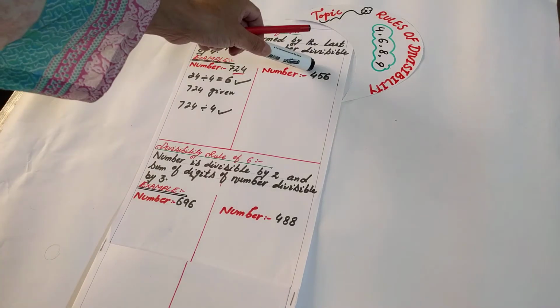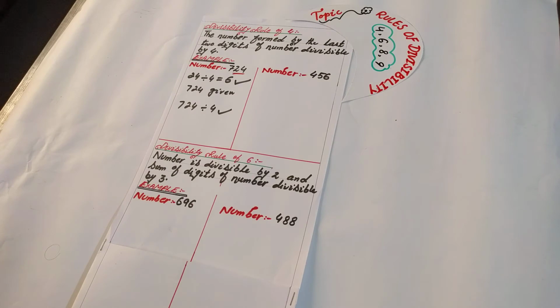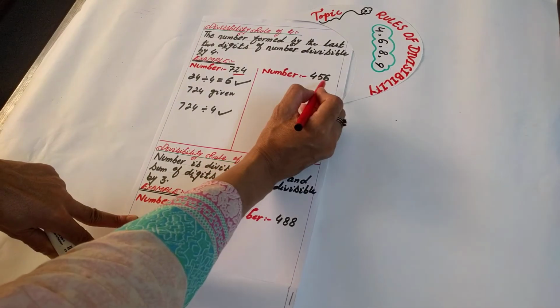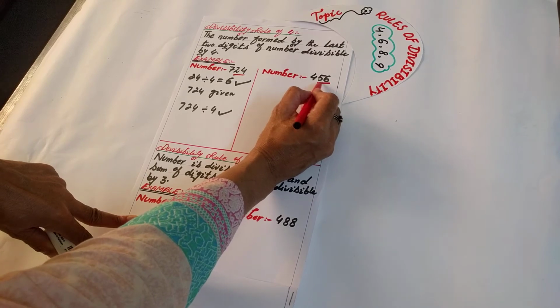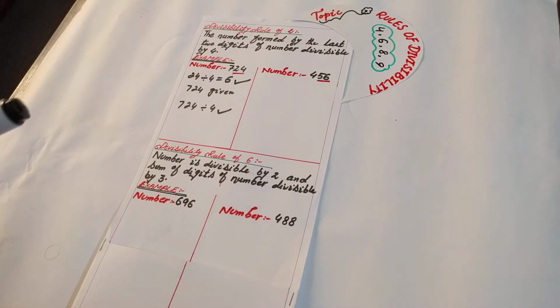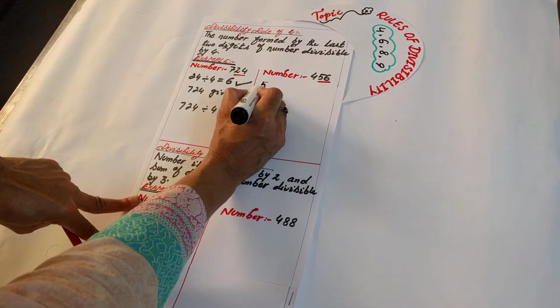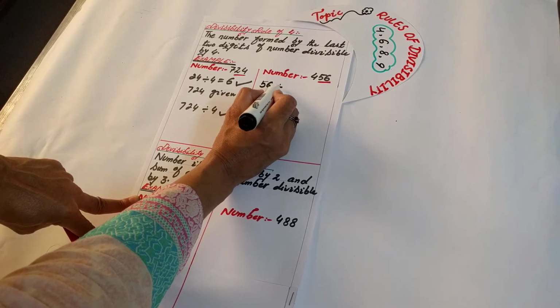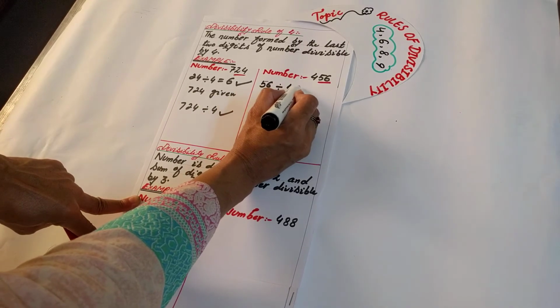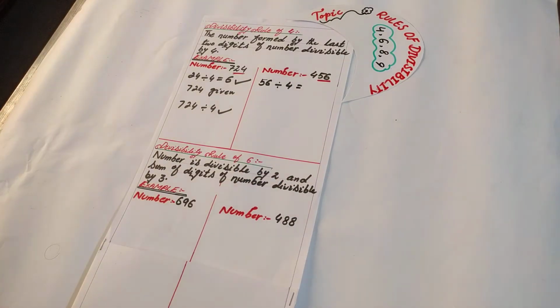The second number is 456. Again the same process. Firstly, you have to check the last two digits, the number formed by the last two digits. So the last two digits are 5 and 6, 5 tens and 6 ones: 56. So 56 is our new number. We will check whether this number is divisible by 4 or not.